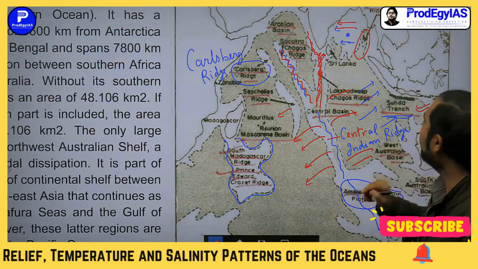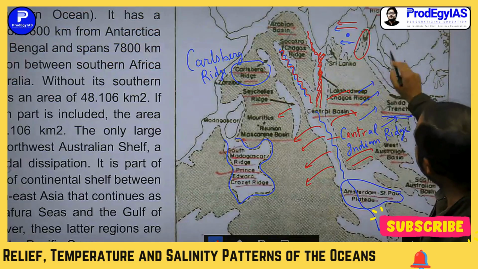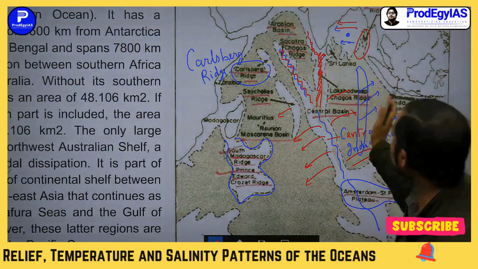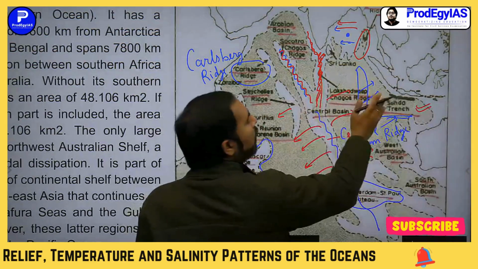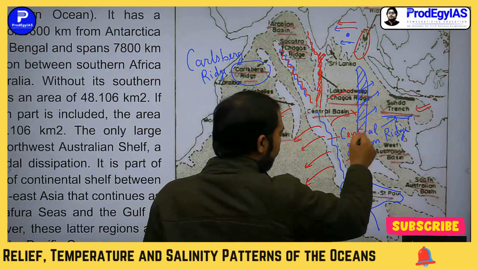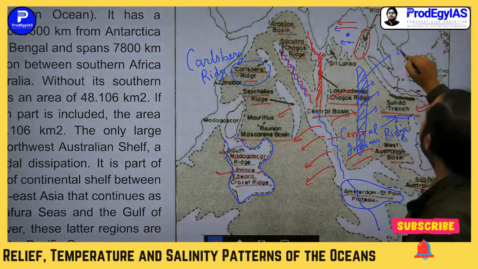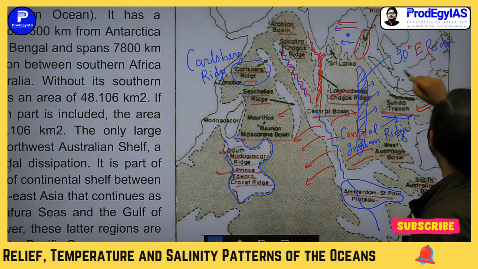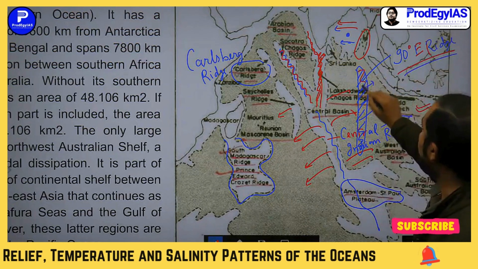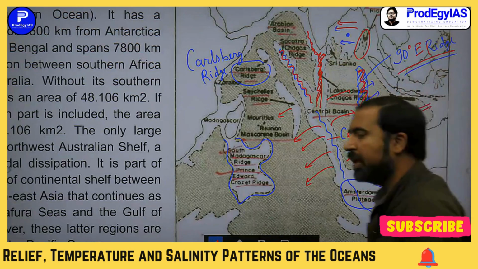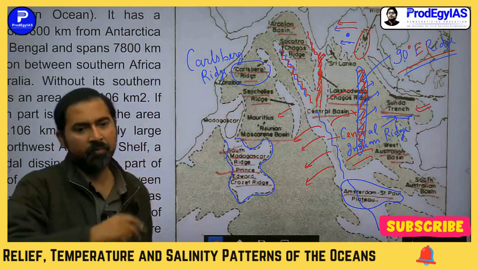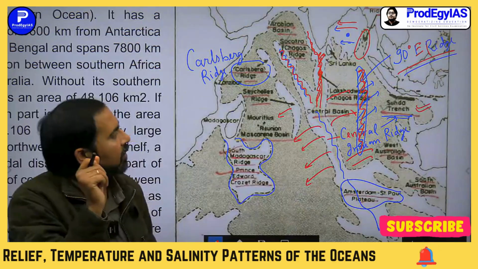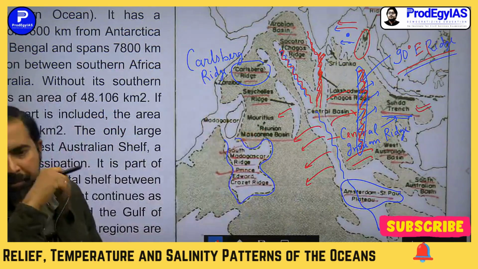And there is one more ridge. It is not shown here. Here is a ridge that is dividing this part of the ocean into two parts. And this ridge is known as the 90-degree east ridge. You can also write down this ridge. There is a ridge over here, and it is known as the 90-degree east ridge. Just like that. Okay. Try to draw these maps on your own.